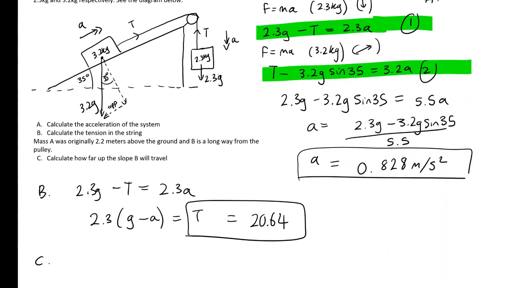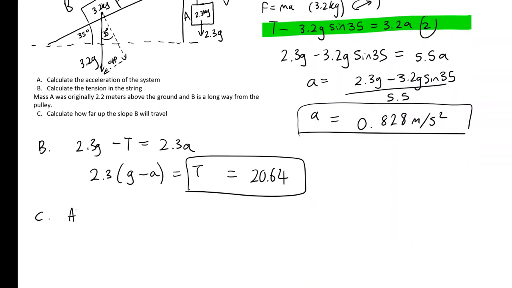So we're told that mass A was originally 2.2 meters above the ground, and B is a long way from the pulley. Saying B is a long way from the pulley basically means that object B will never be stopped by running into the pulley. It's just subject to the forces that act on it. So B must travel at least 2.2 meters, because that's the distance A falls.